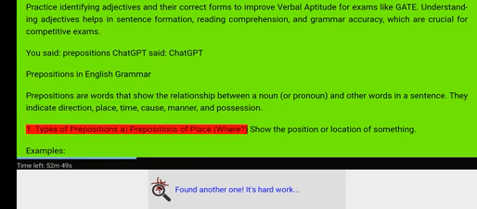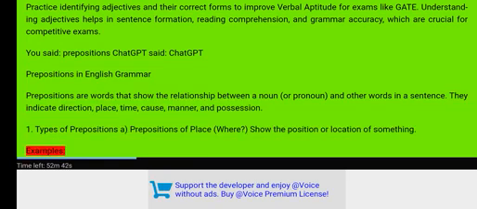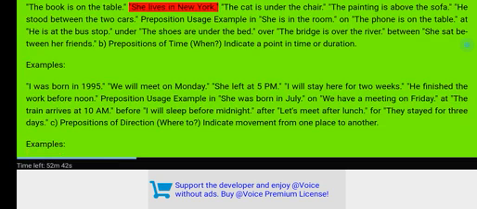1. Types of prepositions. A. Prepositions of place show the position or location of something. Examples: The book is on the table. She lives in New York. The cat is under the chair. The painting is above the sofa. He stood between the 2 cars.